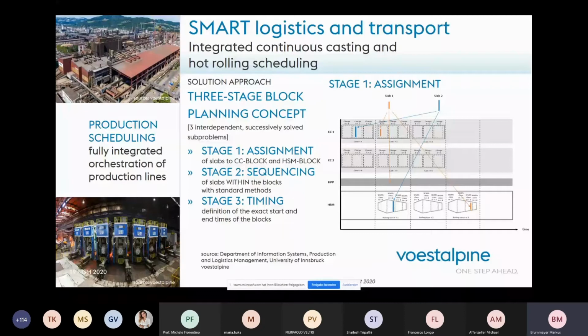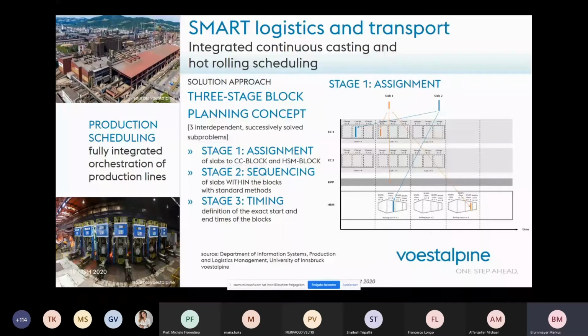And here you can see the solution approach developed together with our scientific partner. It is a 3-stage block planning concept, beginning with stage 1, the assignment of slabs to the continuous casting blocks and to the hot rolling blocks, which you can see here. Then the sequencing within a block, and the timing and definition of the exact start and end times of the block. So the first results look very promising, and we are on a good way, let's say, really.